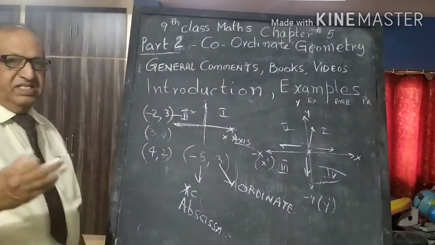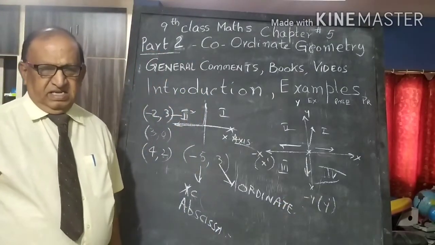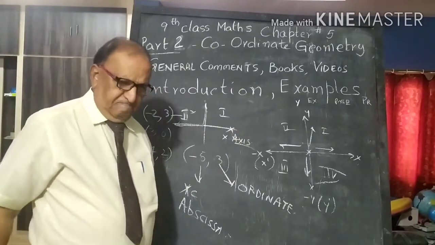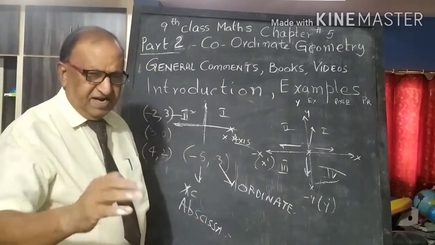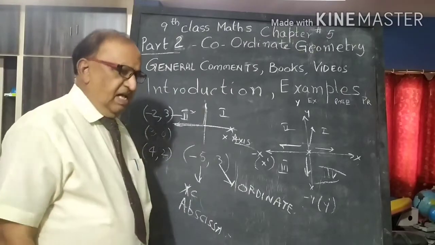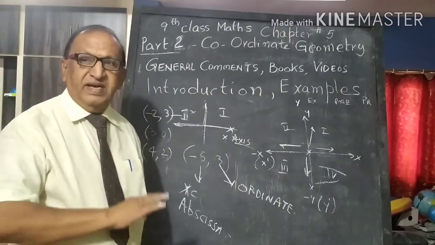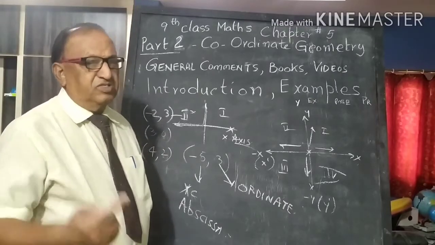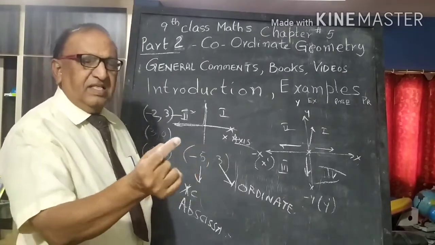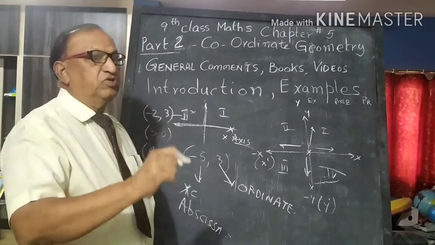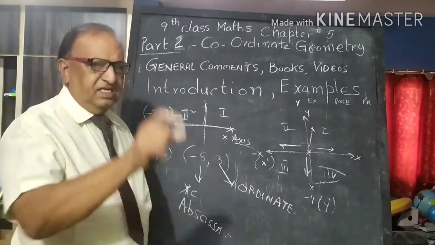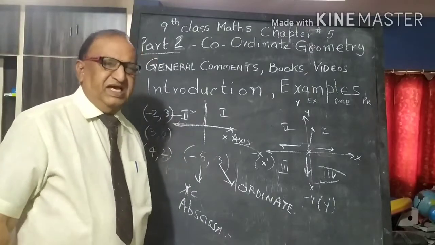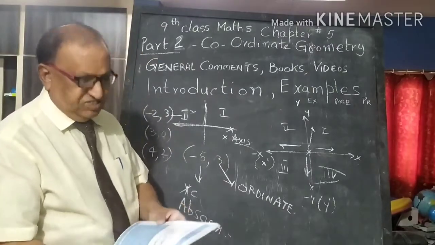So, in the Cartesian coordinate system, it's a universal law. The first number represents the x coordinate, the second number represents the y coordinate. Nobody can change it. That's a law, a rule. Just like when you say 1 centimeter, that length is universally accepted. This particular length only is called 1 centimeter. Nobody can change it. No government can change it.